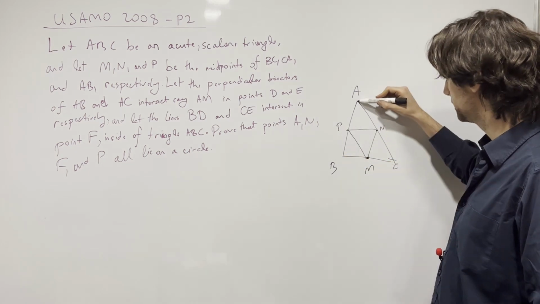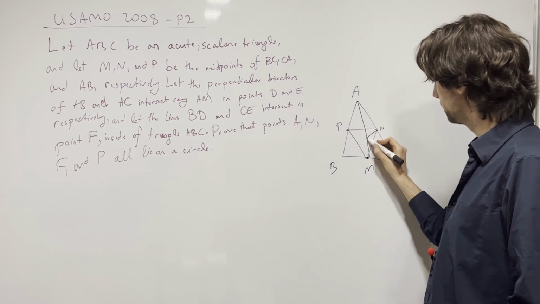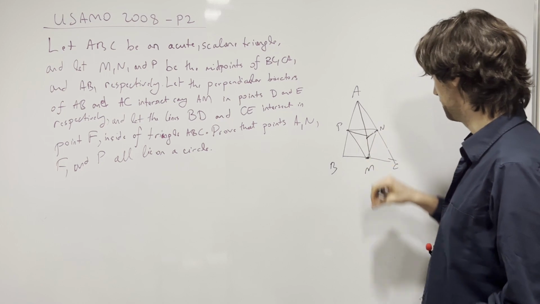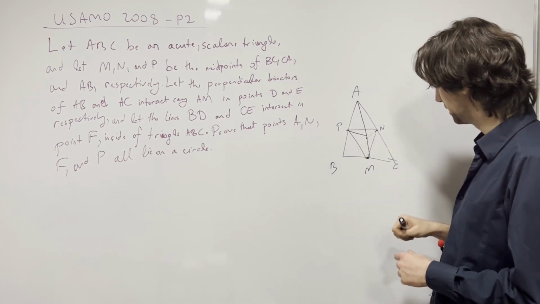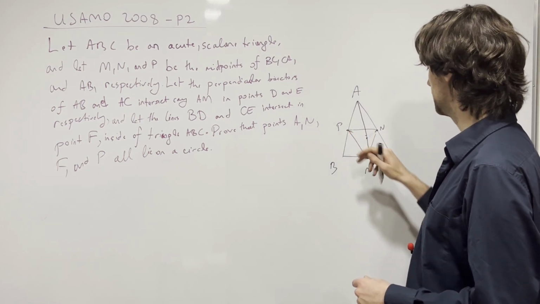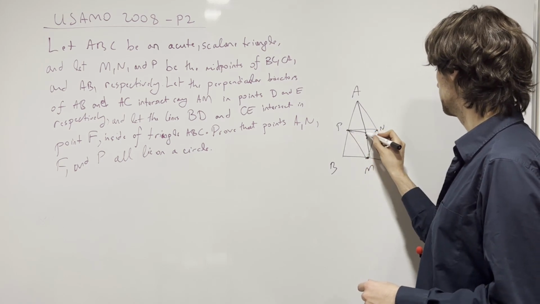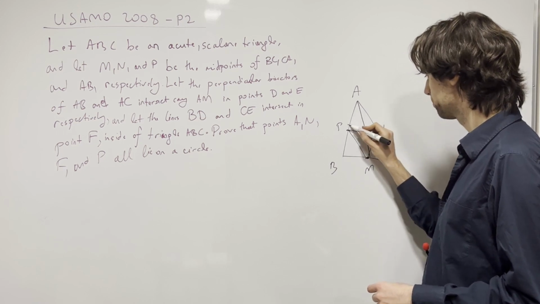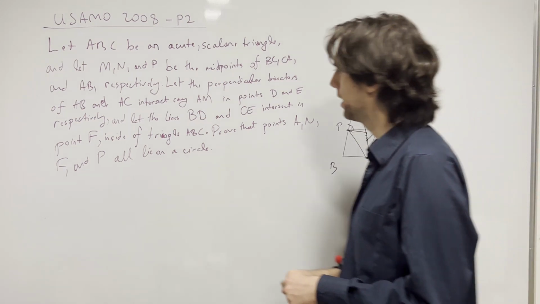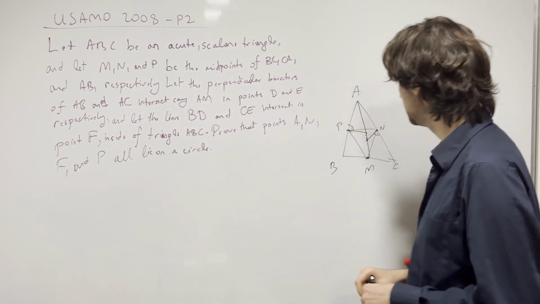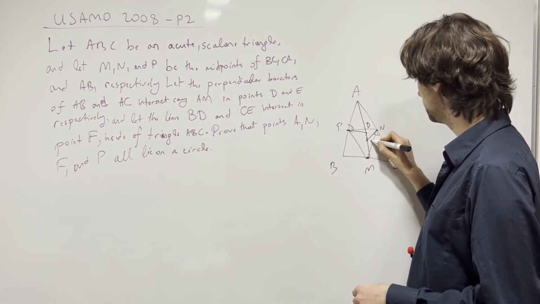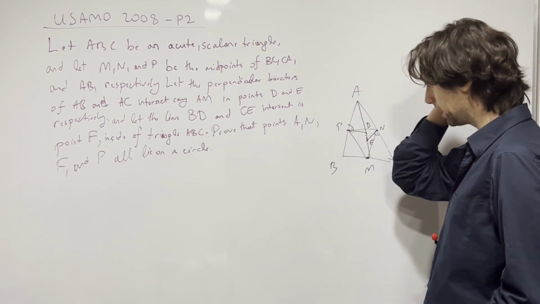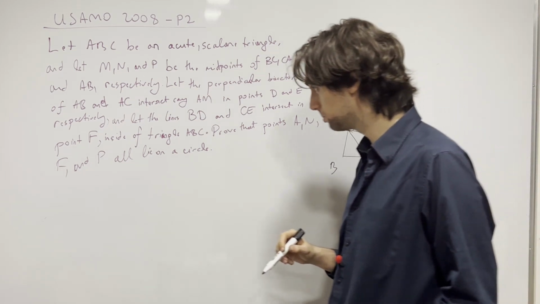Now these perpendicular bisectors intersect AM. Well, this is not different enough. Let's draw one. This one intersects here, and this one will intersect there. Call these points D and E, and then CE and BD meet at a point P. What do we need to prove?